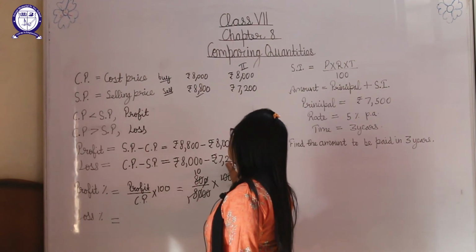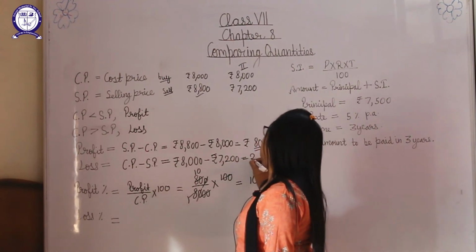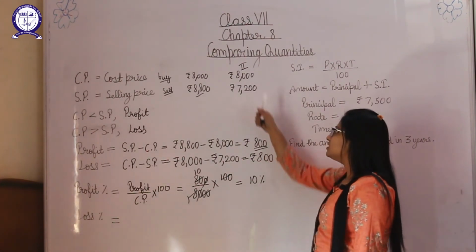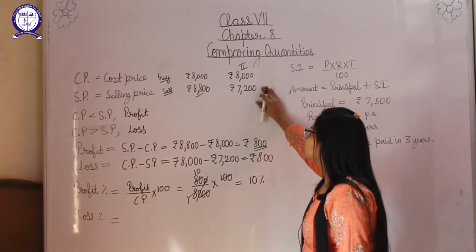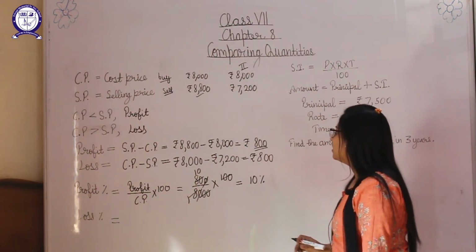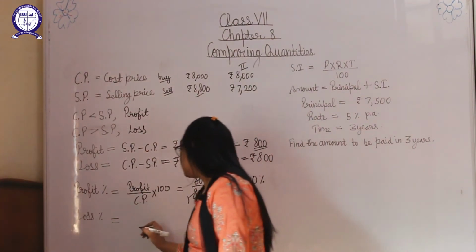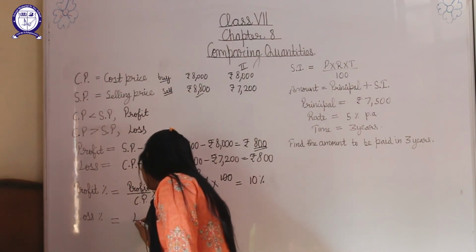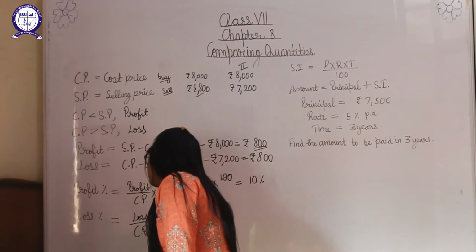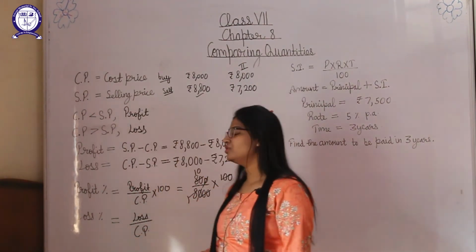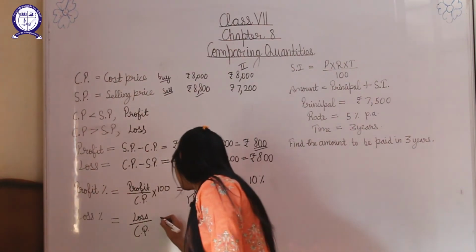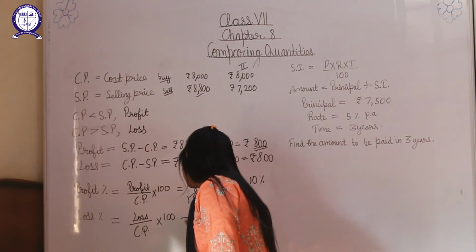SP is 7200. So when you subtract, you will again get 800. So in this situation, what is the loss of the shopkeeper? 800 rupees is the loss. Now for the loss percent, as we are finding the loss percent, we will write loss divided by CP. Whatever the situation is, profit or loss, we will always divide by CP, and as we are finding a percentage, we will multiply by 100.